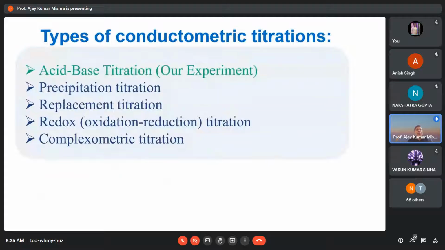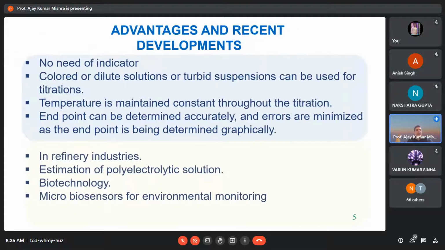So as you quite cleverly said, what kind of titration are we going to see in today's experiment? It is an acid-base titration, and there are also others we have covered: precipitation, replacement, redox, and complexometric titration. So you can easily see it in that way.